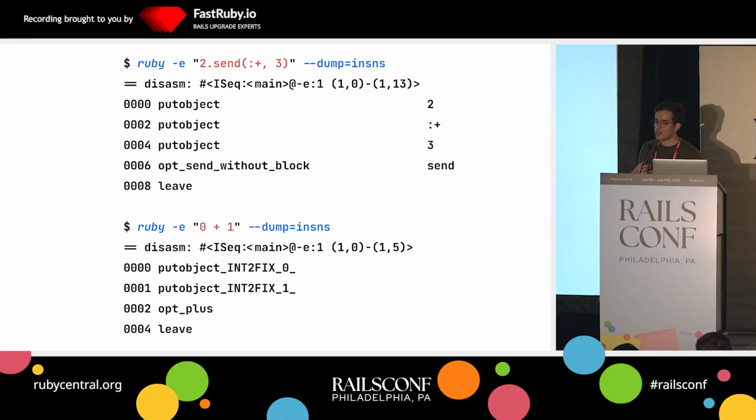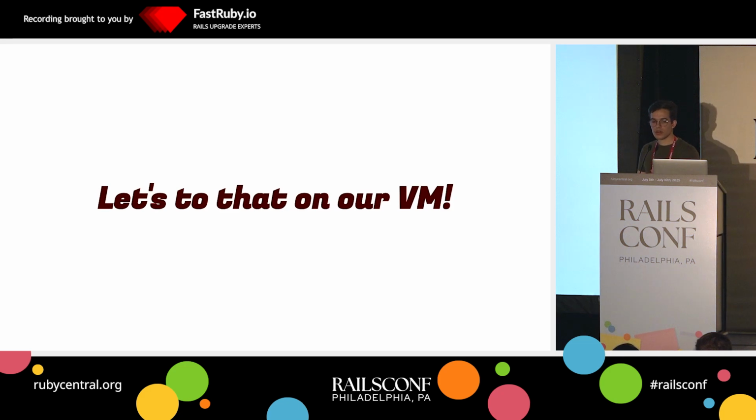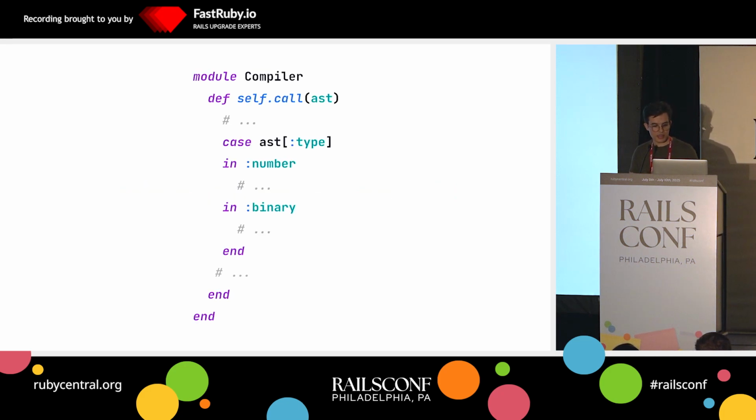And Ruby does that because we deal with zeros and ones and summing numbers. Those are very common operations. So it has optimized instructions just for that. It's called a fast path optimization. And we'll do the same thing to our VM to understand how it works.